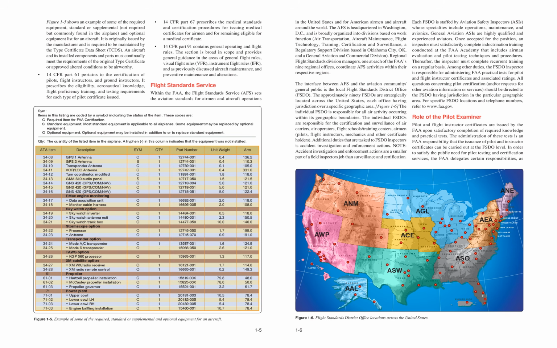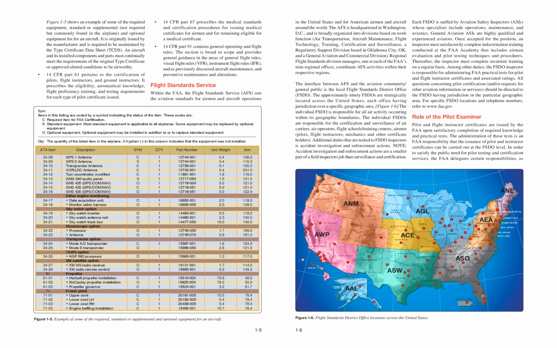14 CFR Part 91 contains general operating and flight rules. The section is broad in scope and provides general guidance in the areas of general flight rules, visual flight rules, VFR, instrument flight rules, IFR, and as previously discussed, aircraft maintenance, preventive maintenance, and alterations. Flight Standards Service: within the FAA, the Flight Standards Service, AFS, sets the aviation standards for airmen and aircraft operations.